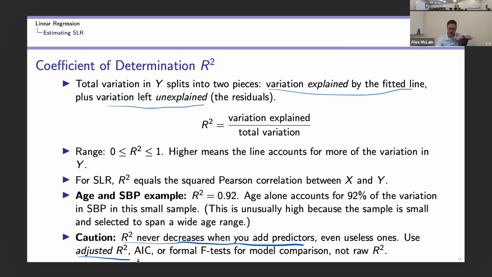There's some other things, AIC. So R squared in itself, we can't use it to select the best model. That's the point of this bottom part right here. Can't use it to select the best model. Adjusted R squared, AIC, formal F test, those things we can use to select the best model, but R squared by itself, we cannot.